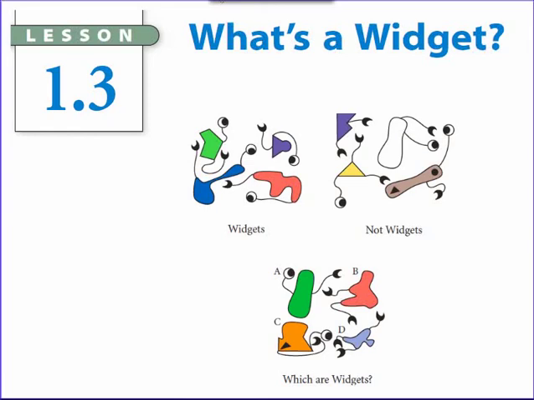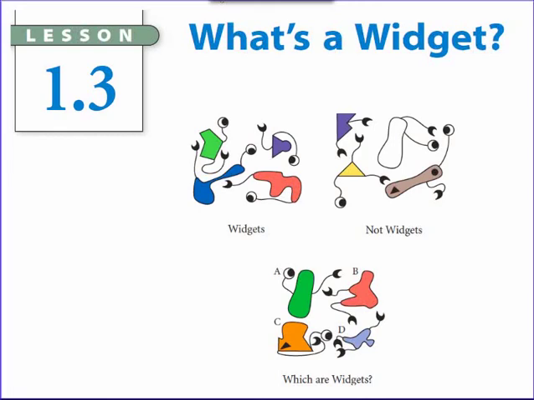Okay, so today we're in lesson 1-3. What's a widget is the title of the lesson. If you look up there, I have some pictures. It's kind of confusing. There's a widget. That's odd. Then there is not a widget. Oh, I get it. So of those four, which are widgets?